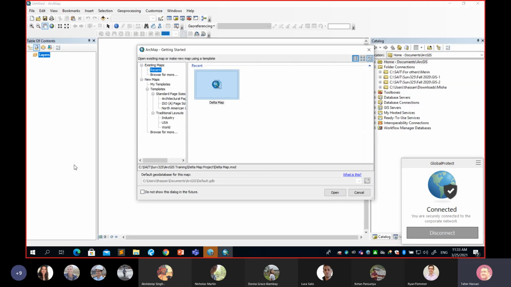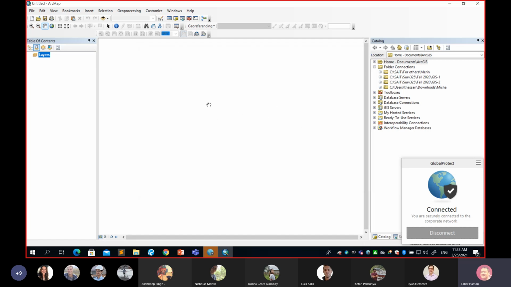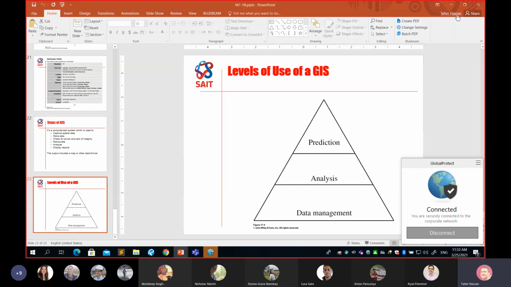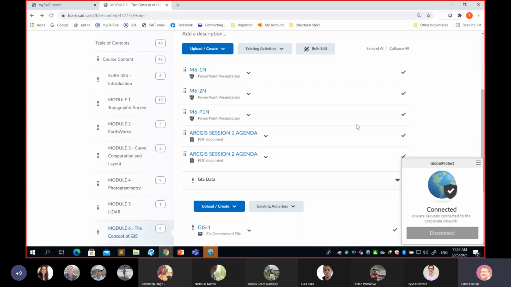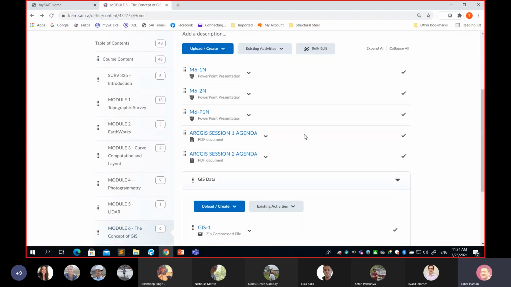Here we go. Look at this. So you can see here is my ArcMap. Beautiful. It's working. So if you get this window, congratulations, you're ready for next class. So close this one. Next, I want everyone to get some data from D2L. Okay, some data from D2L.